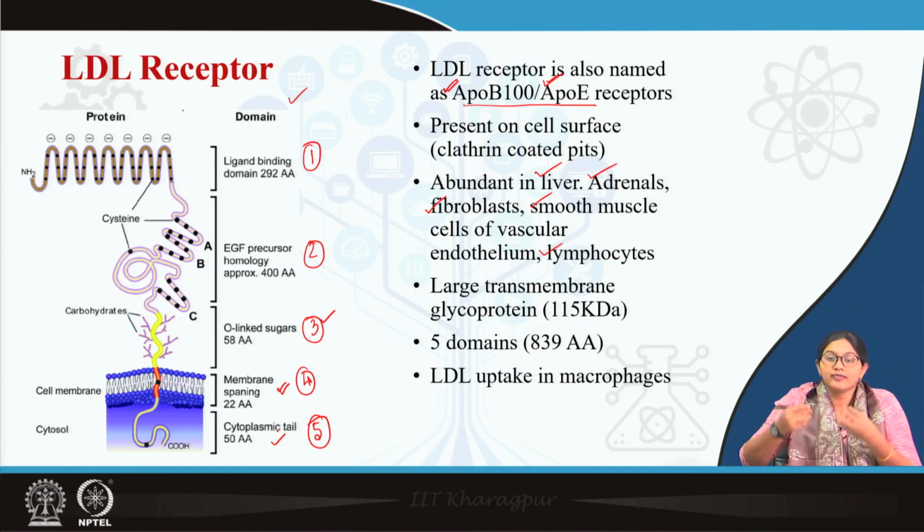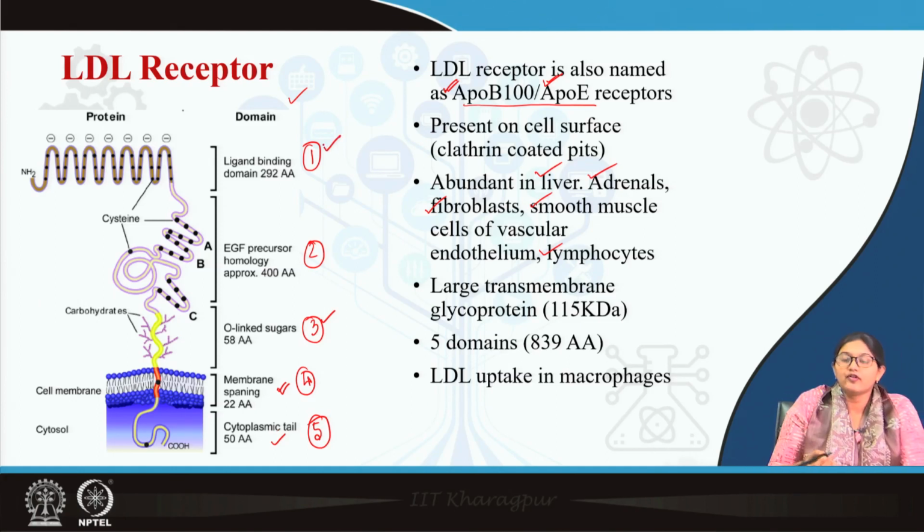Once again, the first domain is important for binding of the ligand or lipoprotein. Second domain is important because it is actually causing expulsion of the ligand or lipoprotein inside the cell. Third domain is important for holding the receptor in such a pattern so that it can be bound with the coming ligand. Then membrane spanning domain, and finally the cytoplasmic tail or cytoplasmic domain, which is important for endocytosis of the receptor ligand complex.